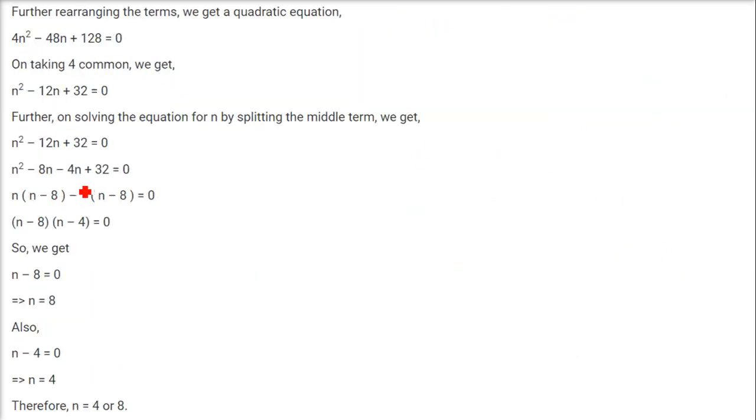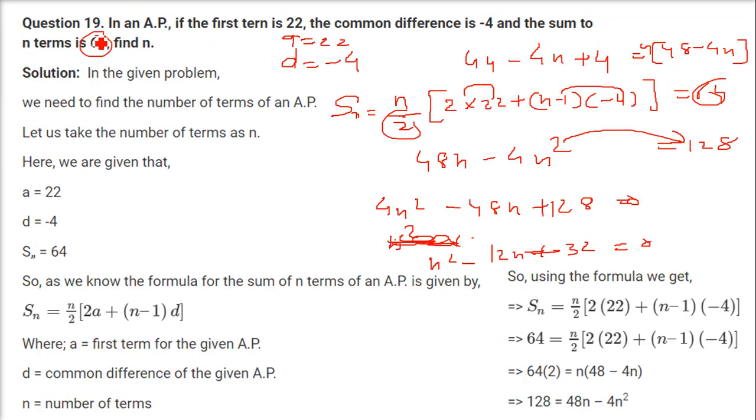Now you have to find out the factors. You can write minus 12n as minus 8n minus 4n. So it will be n minus 8 into n minus 4. So n gives you 8, n gives you 4. So n is 4 or 8. This is the answer. So it can be 4 also, it can be 8 also. The sum will come as the value which is given, 64.